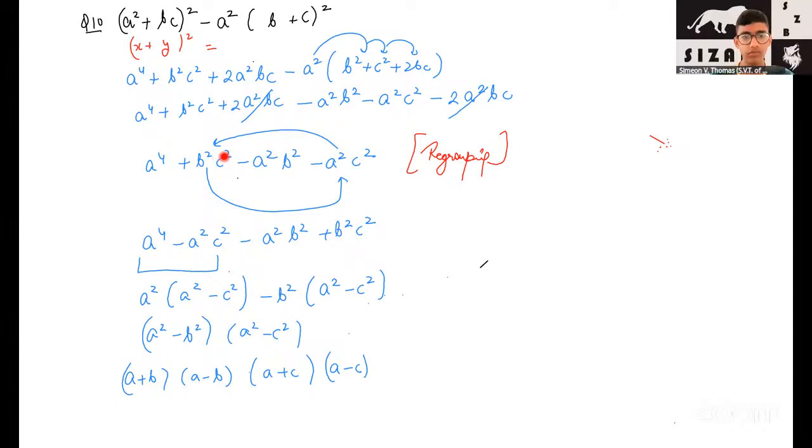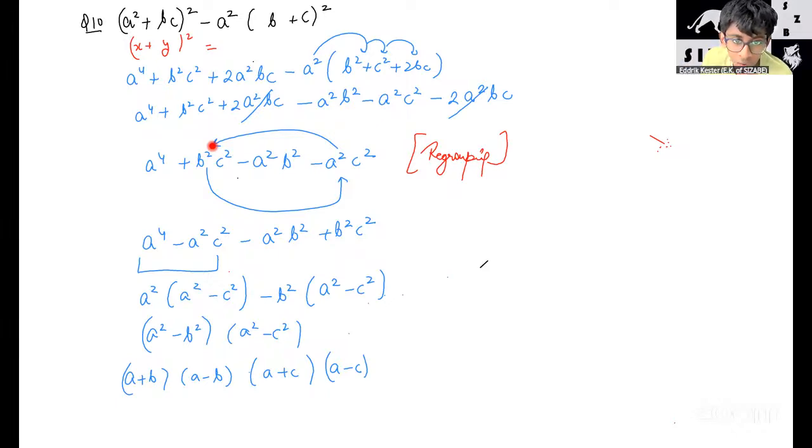So what I did, I changed the position of the second term into the fourth position with the sign. Important thing, with the sign. Guys, did you understand? I took the second term, b square c square, to the fourth position, and the fourth term comes to the second position with the sign. Simple as this, it is called regrouping. Did you understand, guys?